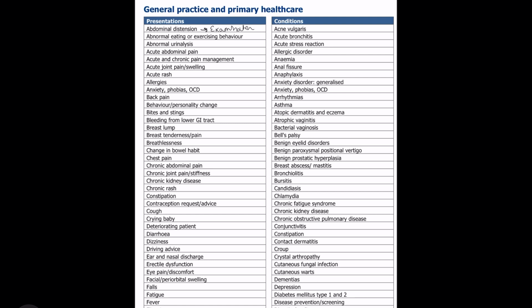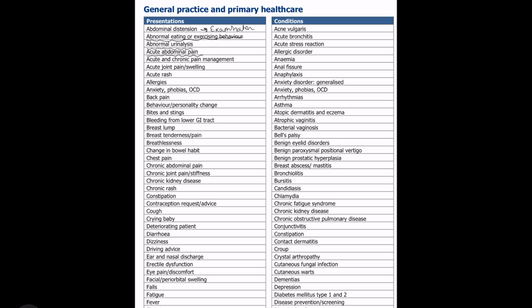Abnormal eating or exercising behavior. This can come in the form of anorexia nervosa or bulimia nervosa. We have already discussed that before. Abnormal urine analysis, we have discussed it before. There's some problem with the urine sample, some problem with the urinary results. It can be an increase in pus, an increase in crystals, an increase in glucose, anything like that.